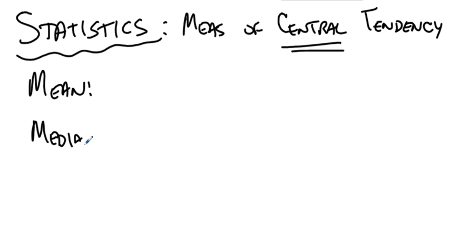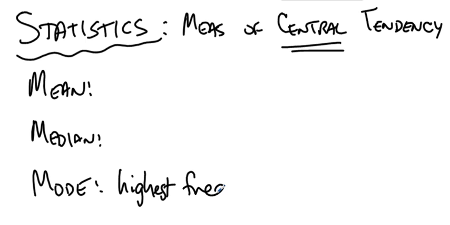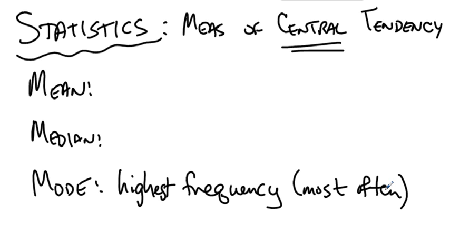The mode is the data point with the highest frequency. It is the one that occurs most often. And that's the one that everybody remembers from school growing up, that the mode is the number in the data list that occurs more often than any of the others.